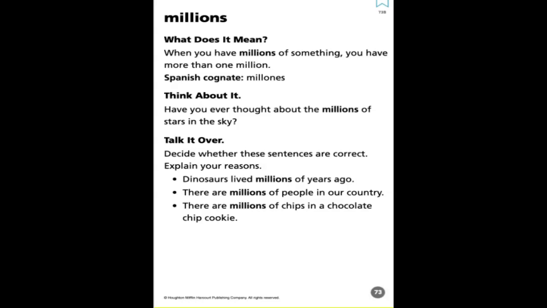Talk it over. Decide whether these sentences are correct. Explain your reasons. Our first one is, dinosaurs lived millions of years ago. Is that sentence correct? Yes. There are millions of people in our country. Is this sentence correct? Yes. And our last one, there are millions of chips in a chocolate chip cookie.